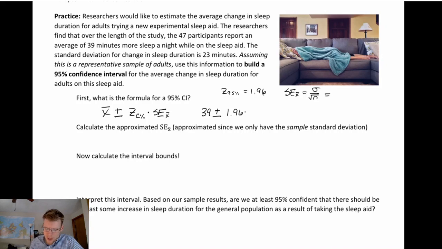Now, it says here that the standard deviation for change in sleep duration is 23 minutes. This is probably S, the sample standard deviation. So we're going to assume that sigma is the same, and we're going to talk more about this in one of the next videos. But for now, we're just going to pretend that sigma is 23 and not worry about this S versus sigma thing and how we account for that. So we're going to say that sigma is 23, and our sample size is 47.